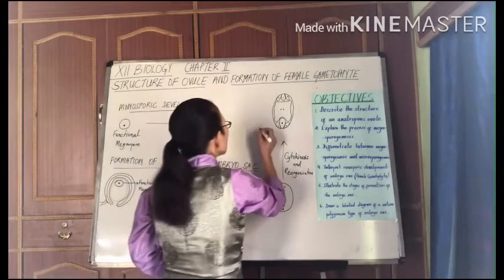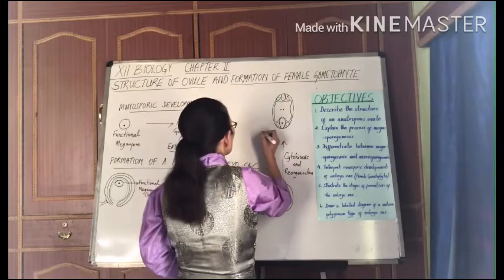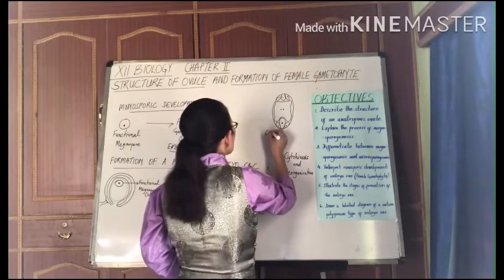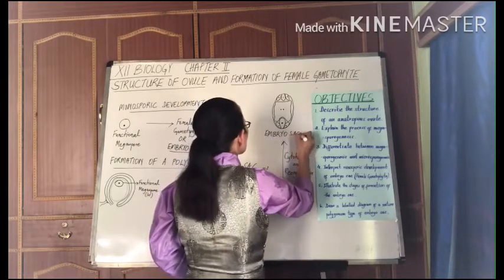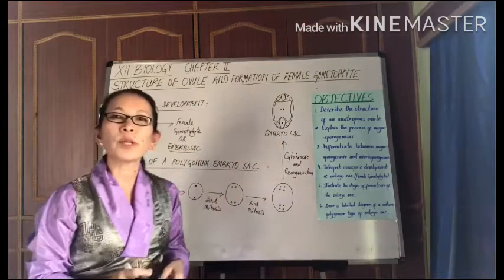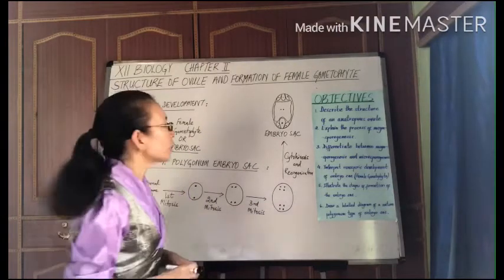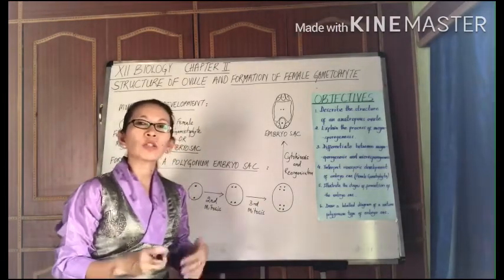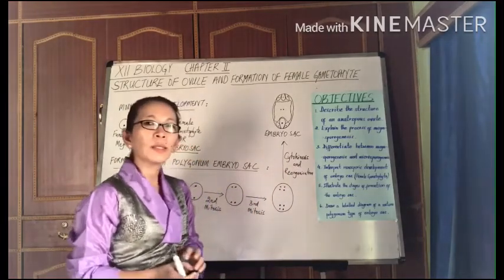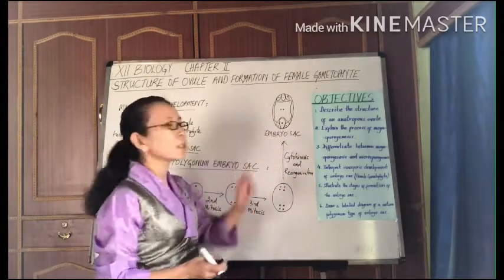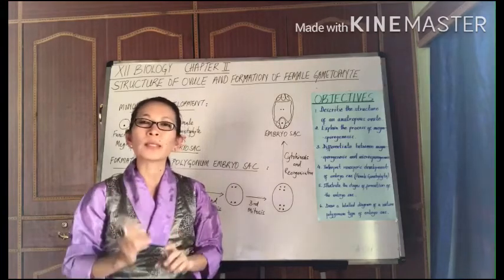So this is a mature embryo sac, or this is a female gametophyte. And in this female gametophyte, because of cellularization, which is to say because of cytokinesis, now the nuclei have obtained their own cytoplasm and cell wall.